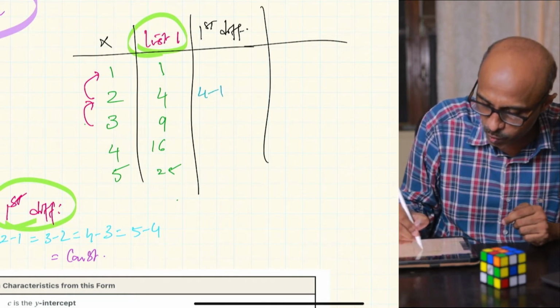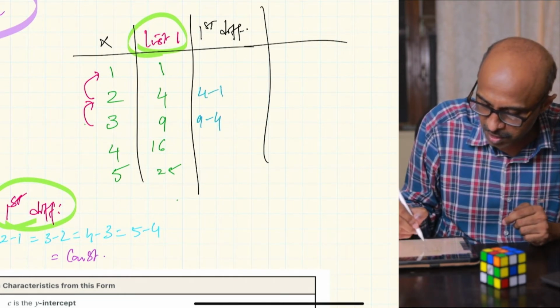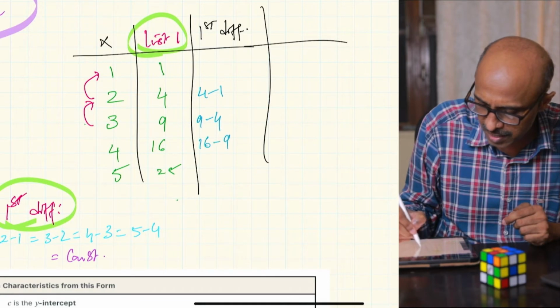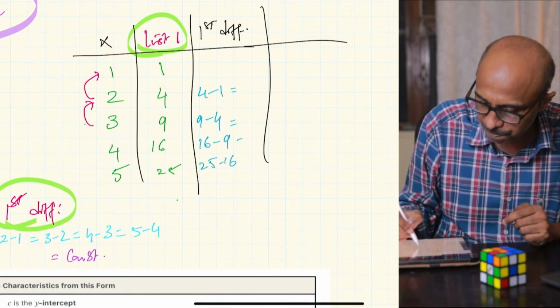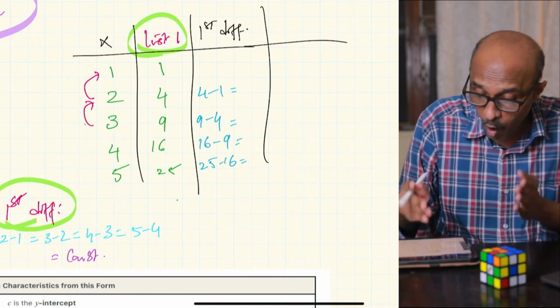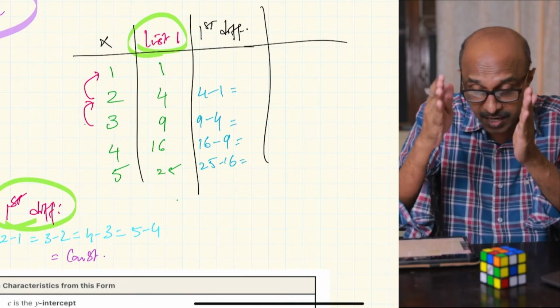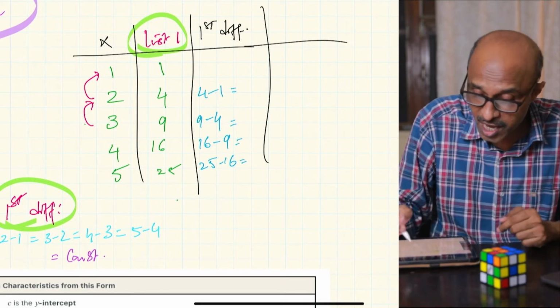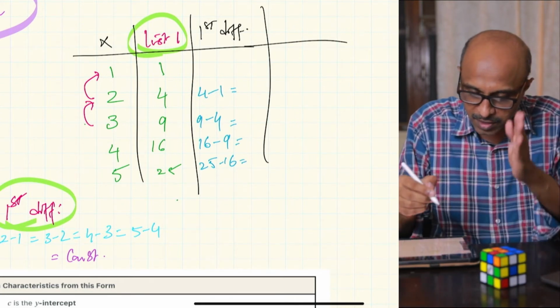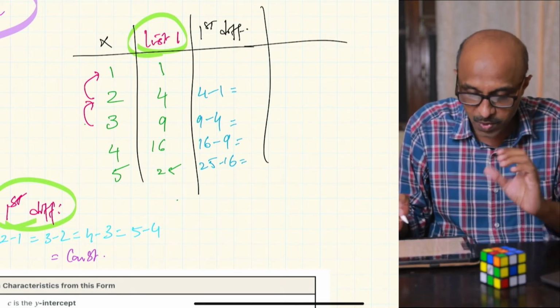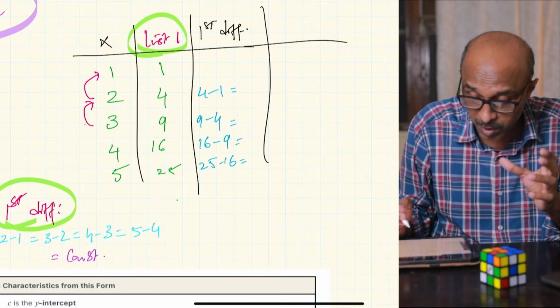So this is going to be 4 minus 1. This is going to be 9 minus 4. This is going to be 16 minus 9. And this is going to be 25 minus 16, okay? As such, as you can see, the first differences of the elements in list 1 are not equal like we saw for the list X. They were all equal in the first go itself. The first difference itself was equal.